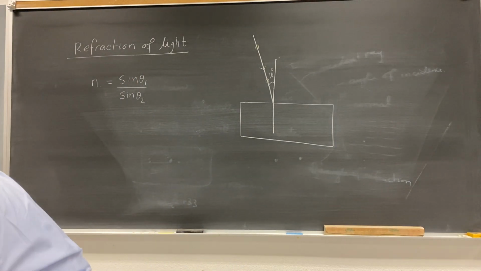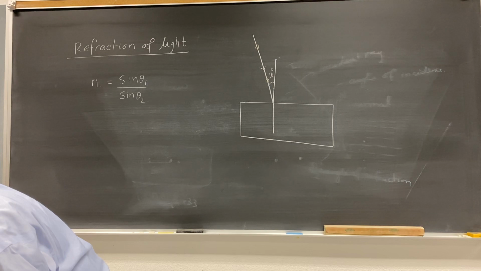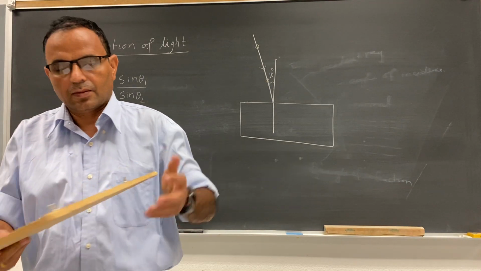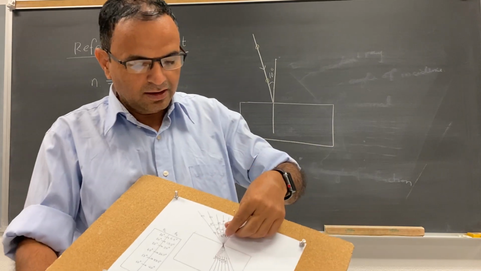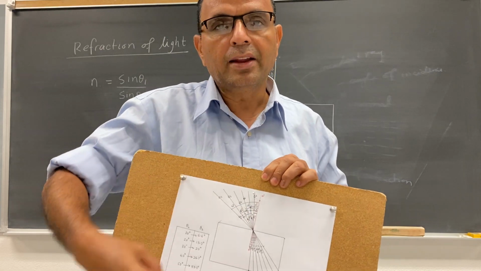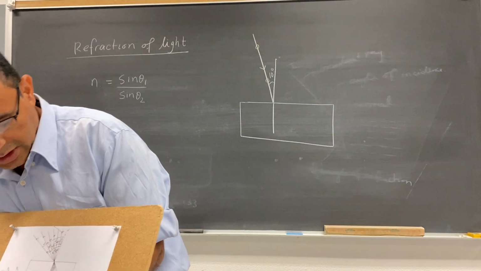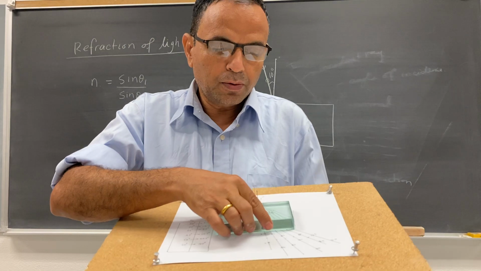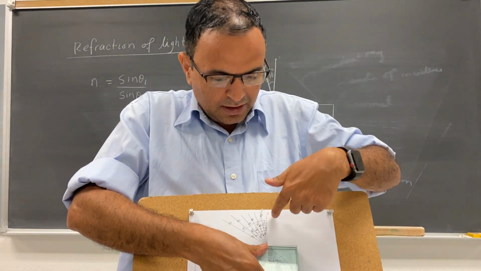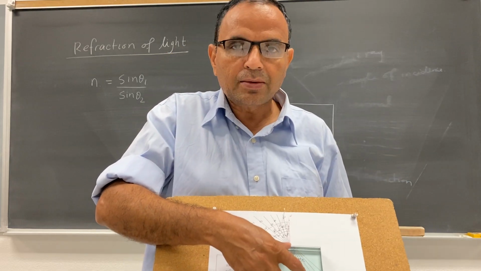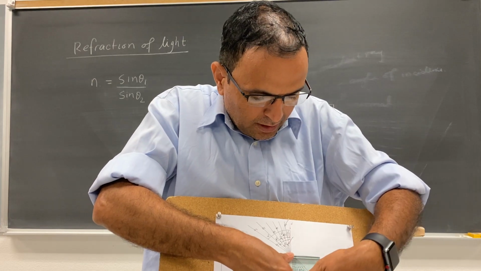You keep the pins something like I'm doing here. Look, you have two pins, 1, 2, and they are perpendicular to the plane. And you keep the glass slab right here, like this. Now look from the other side. On this side there is a pin. Now look from here, this side, and put two more pins, keeping the glass slab here, here and there.